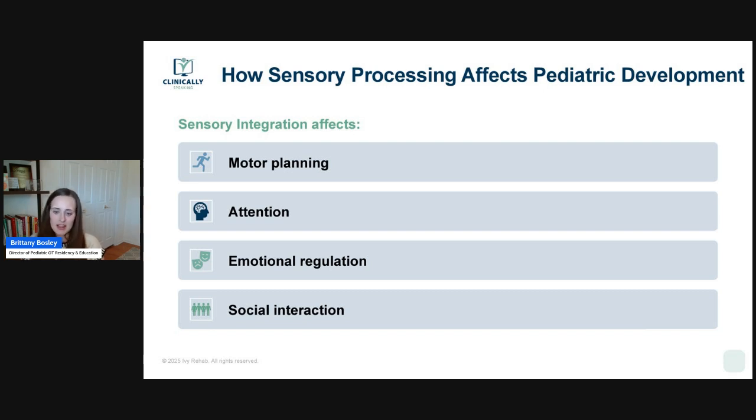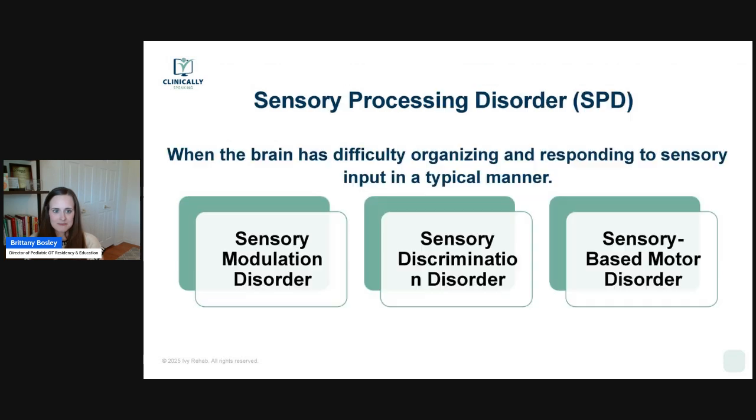And last but not least, and this is just a short comprehensive list, social development is another big one. Sensory processing impacts a child's ability to interact socially on all fronts. Sensory sensitivities can make it difficult for children to engage in group play or respond appropriately to social cues, leading to difficulties with friendships and social connections.